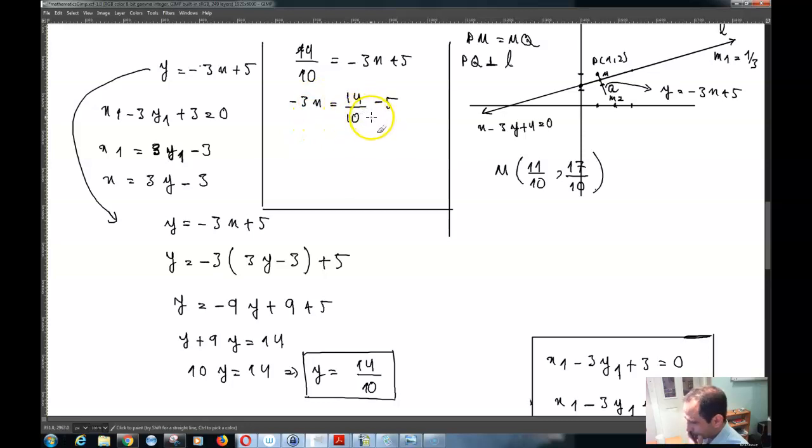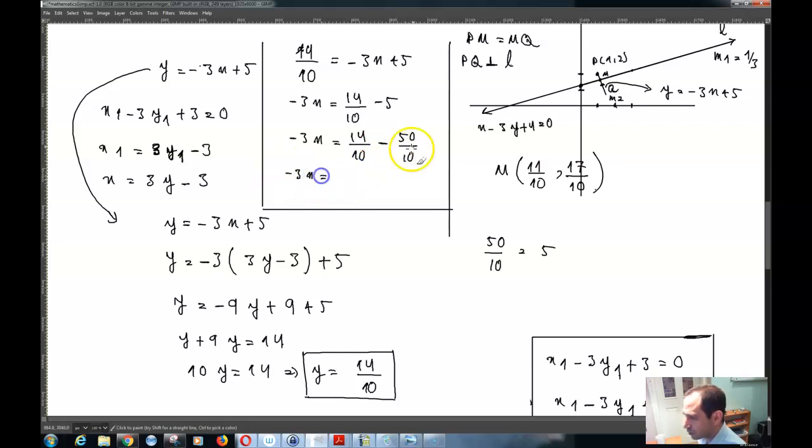And so I can write 5 in terms of tenths. 50 divided by 10 is 5. 5 times 10 is equal to 50. So I'm going to write negative 3x is equal to 14 tenths minus 50 tenths.